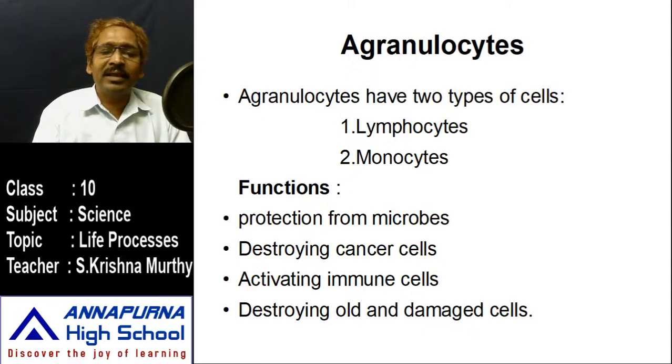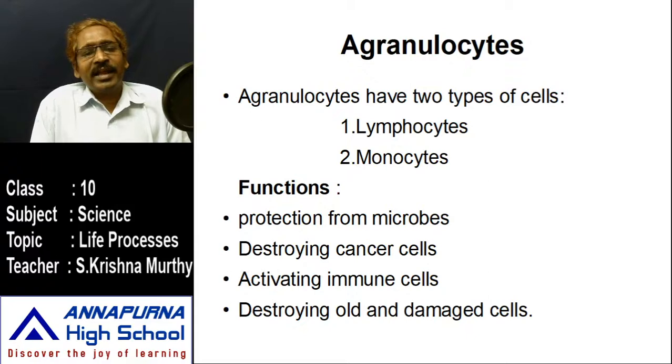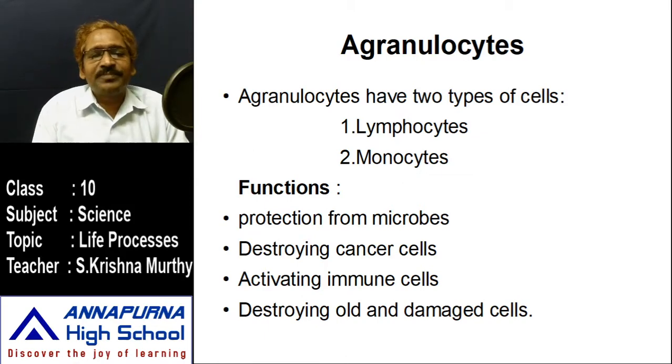First we have to learn the flow chart of agranulocytes and granulocytes or phagocytes, and whatever may be there in the white blood cells. Here, what are the agranulocytes? The agranulocytes have two types of cells. What are the two types of cells? One is lymphocytes and another one is monocytes.